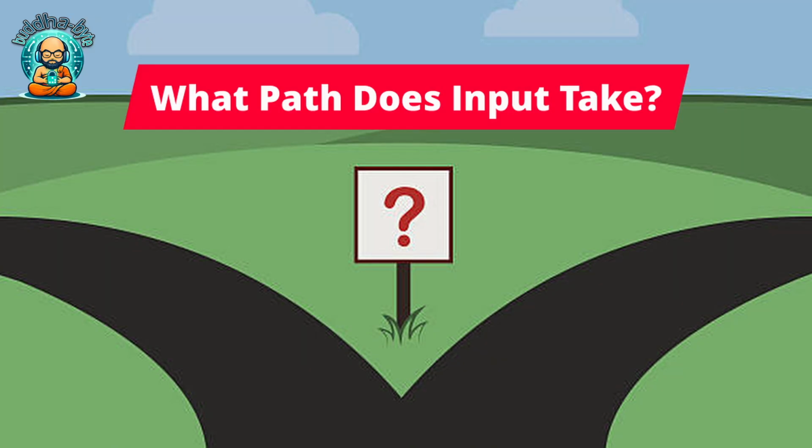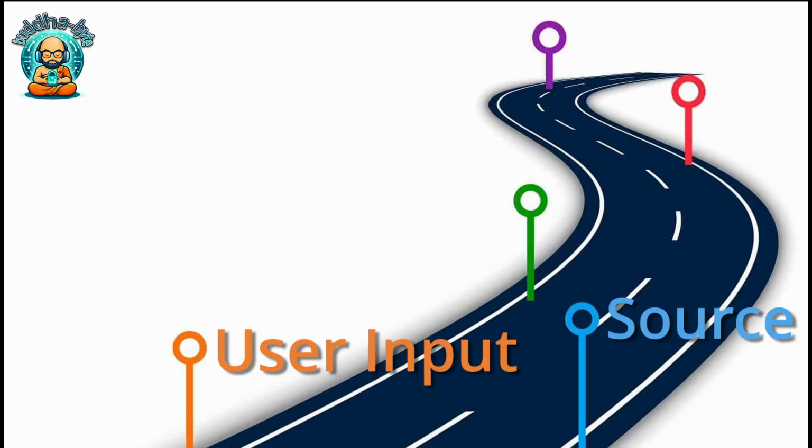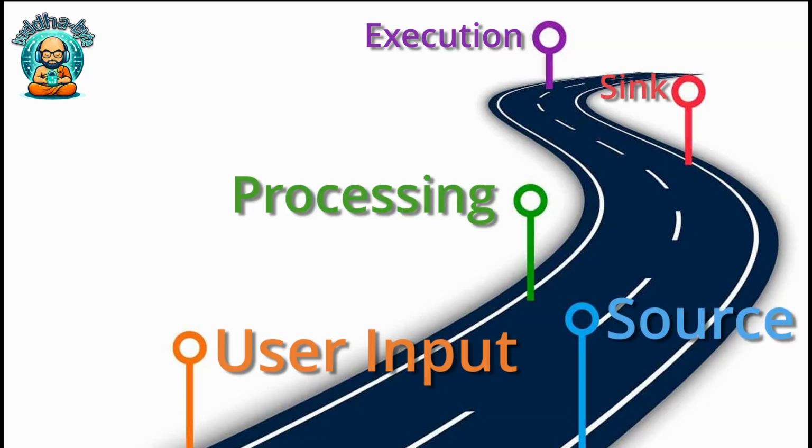Up until now, you've been focused on input, but input is only the beginning. What matters is the path that it takes, because every piece of data follows a flow, and if you don't see that flow, everything starts to feel random. Every XSS situation follows this path: user input, source, processing, sink, execution.